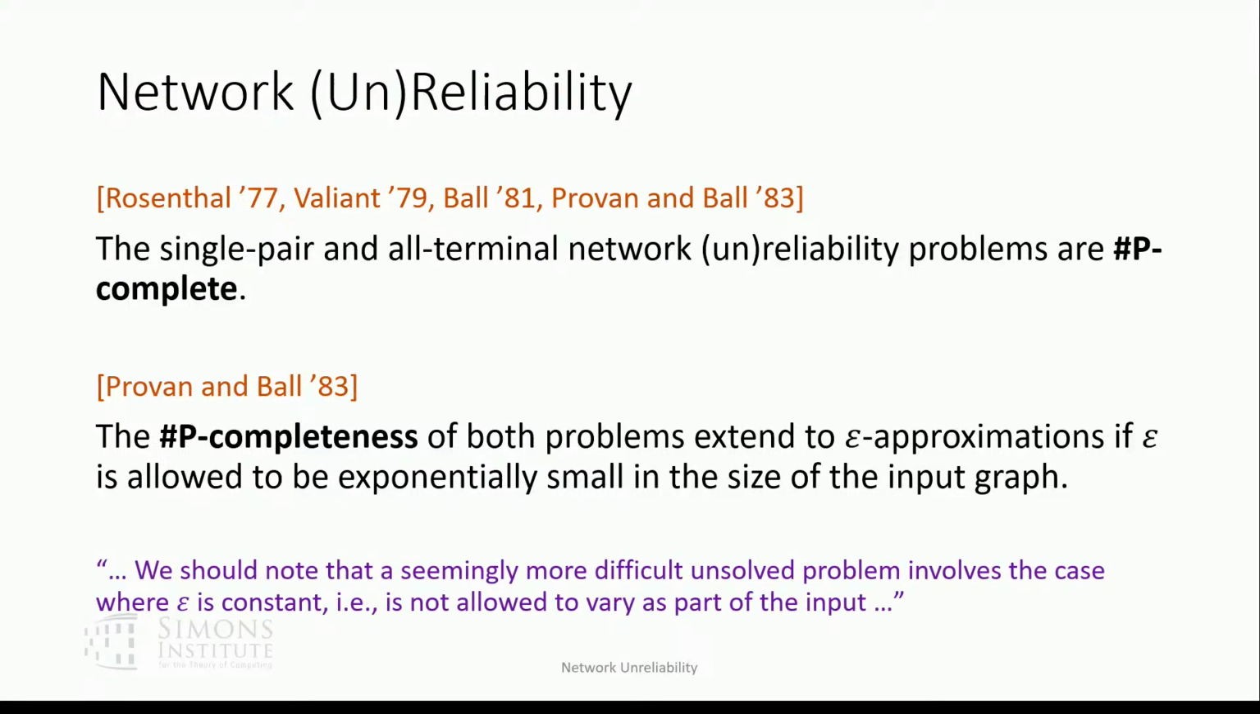And in their conclusions, they write that we should note that a seemingly more difficult unsolved problem involves the case where epsilon is constant, i.e. it is not allowed to vary as part of the input. So that was the very early phase of work in this area. And that established this problem, where you want to approximate the value of reliability or unreliability up to a constant, let's say up to a factor of 1.1, efficiently. That problem was left open by this early work.